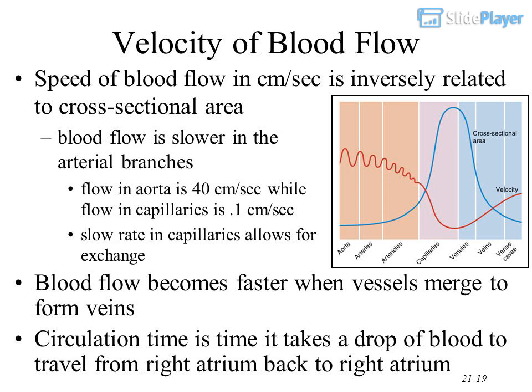Velocity of blood flow: the speed of blood flow in cm per second is inversely related to cross-sectional area. Blood flow is slower in the arterial branches. Flow in the aorta is 40 cm per second while flow in capillaries is 1 cm per second. The slow rate in capillaries allows for exchange. Blood flow becomes faster when vessels merge to form veins. Circulation time is the time it takes a drop of blood to travel from the right atrium back to the right atrium.